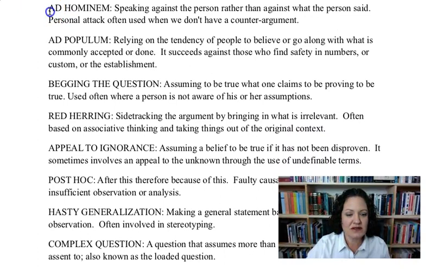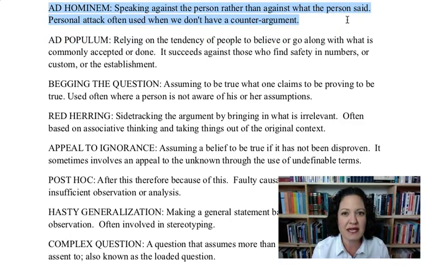This is so rampant right now. Let's talk about this one. An ad hominem is speaking against the person rather than against what the person said. It's a personal attack, often used when we don't have a counter argument.